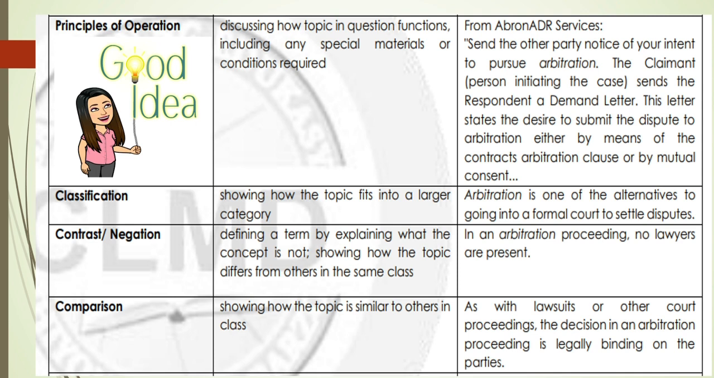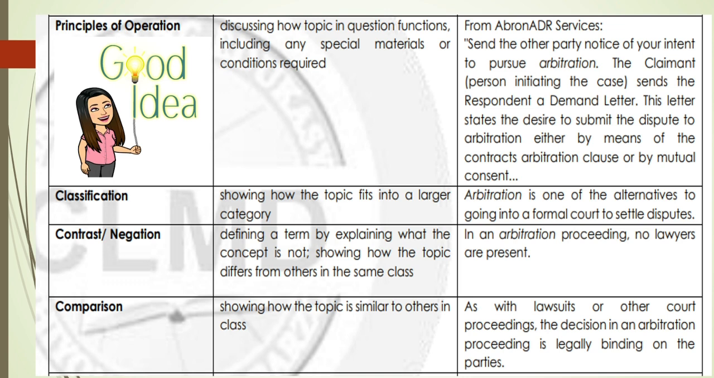The claimant, or the person initiating the case, sends the respondent a demand letter. This letter states the desire to submit the dispute to arbitration either by means of the contract's arbitration clause or by mutual consent. Then we have classification.